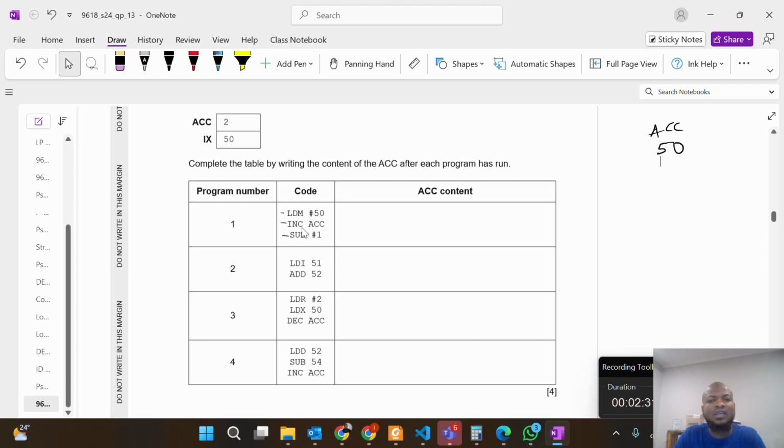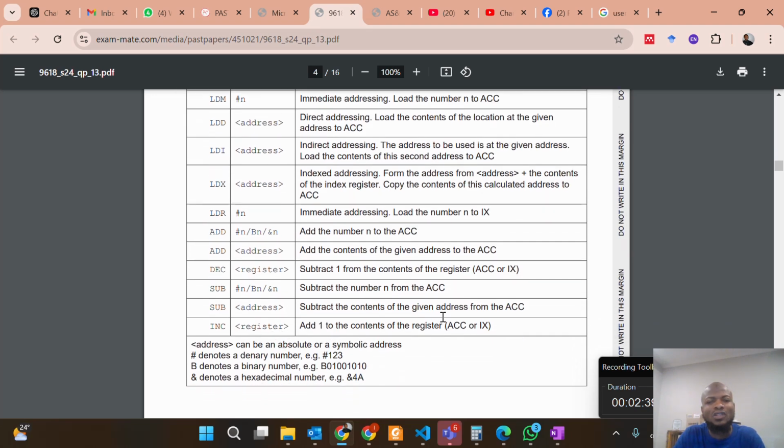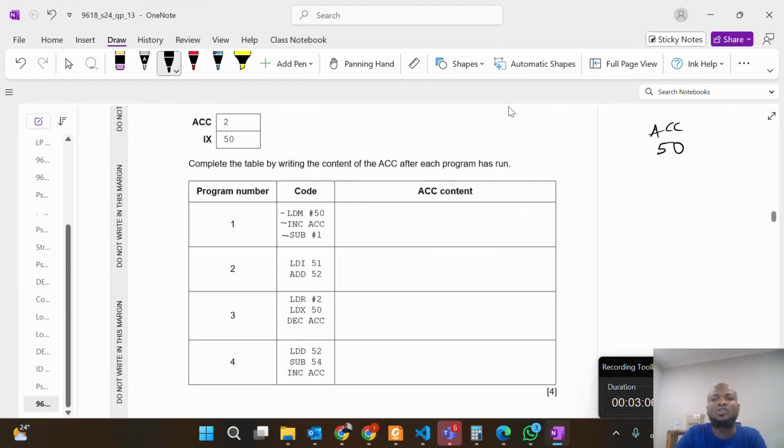Now the next thing is INC ACC. If you go back to the table, it means add 1 to the content of the register, whether accumulator or index register. Since the instruction is INC ACC, that means add 1 to the content of the accumulator. That means the content of the accumulator becomes 51. Is that understood? So LDM 50 loads 50 into the accumulator, and INC ACC means increase the number in the accumulator by 1. Then the next thing is SUB #1.